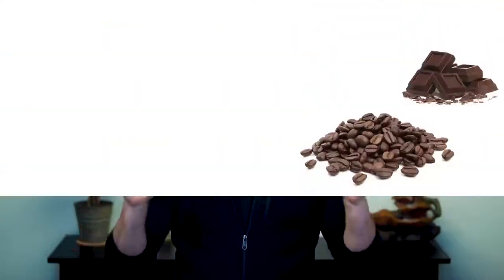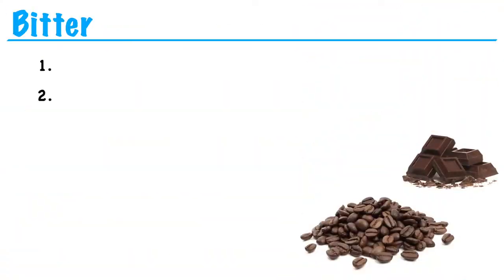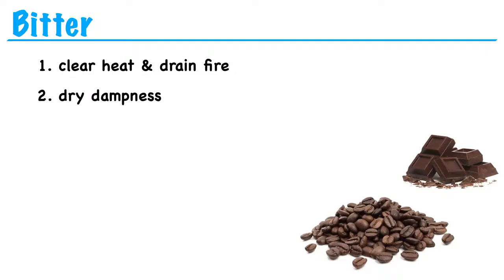So next is bitter. Bitter herbs have two functions. They clear heat and drain fire, and they dry dampness. Now here, some people like to ask, what's the difference between clearing heat and draining fire? Well, the answer is not much.